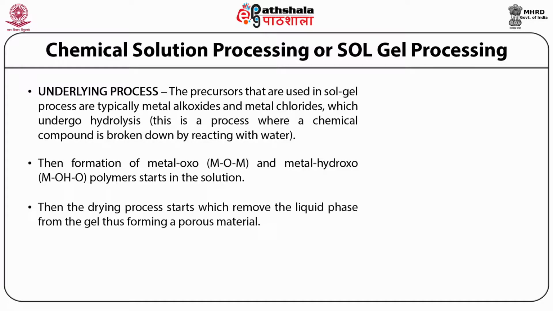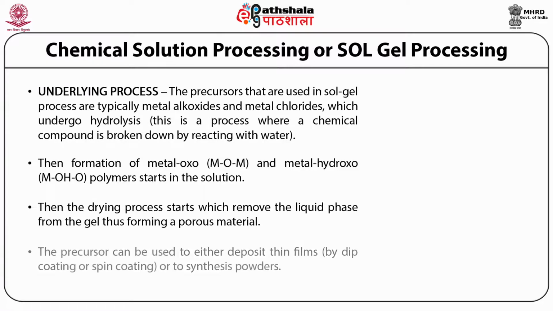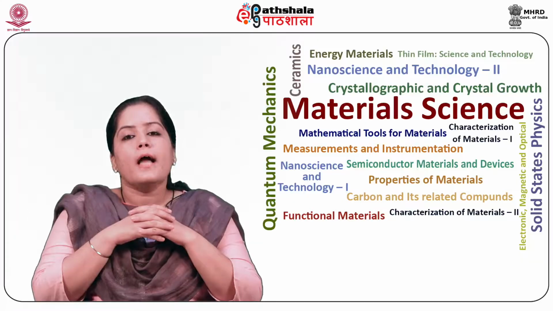Then the drying process starts, which removes the liquid phase from the gel, thus forming a porous material. Then thermal treatment may be given to enhance the polycondensation and the mechanical properties. So the precursor can be used to either deposit thin films or to synthesize powders. So this figure shows an overview of the sol-gel process.